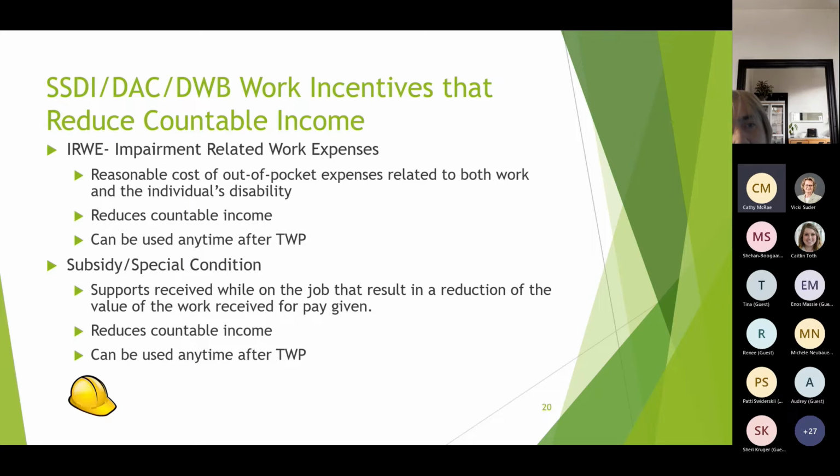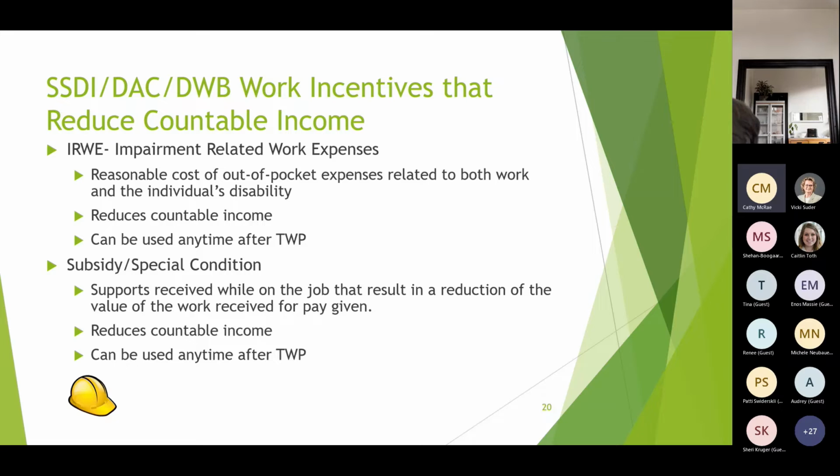The question that always comes up about impairment-related work expenses that I want to address right away is whether or not transportation can be used. And the answer is sometimes, but Social Security is very strict about that. So if you have public transportation in your area, you will probably not get an impairment-related work expense for transportation. If you don't, then you can go ahead and try. But with transportation, as with all impairment-related work expenses, they have to get approved by Social Security.